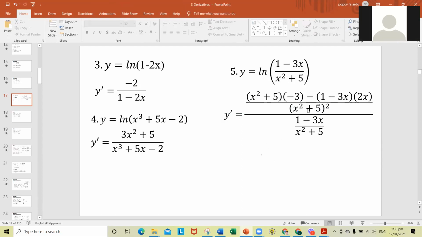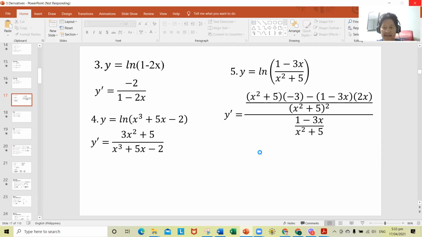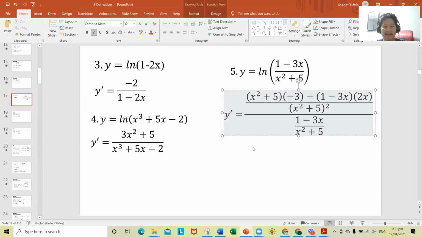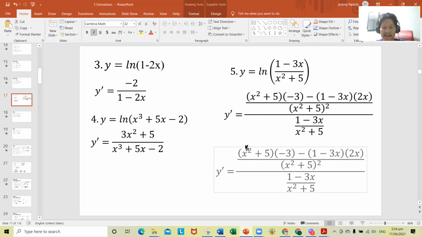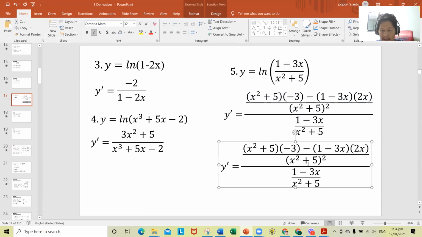Ayan siya. Sir yung sagot. I-simplify pa natin, di ba? Wait lang, naghang yung aking PowerPoint. Okay. So we can still simplify this. Meron tayong x squared plus 5. Meron x squared plus 5. So pwede nating i-cancel yan. I can cancel one of the x squared plus 5. Mawawala tong isa, di ba? Tama? So mapupunta na lang sa denominator ito.